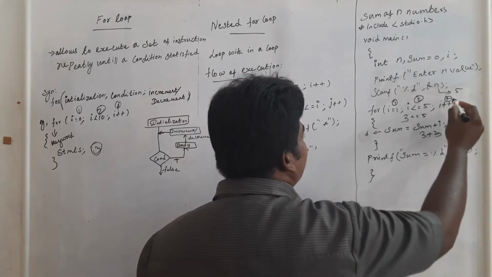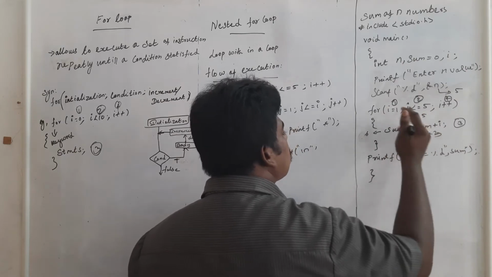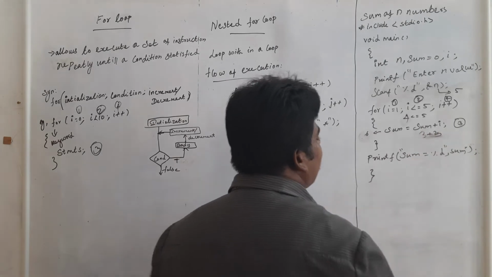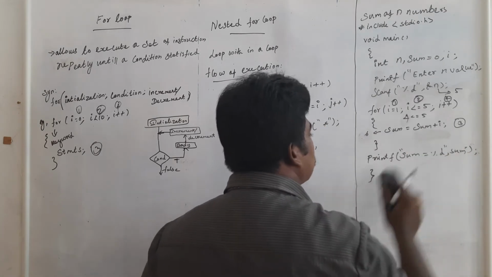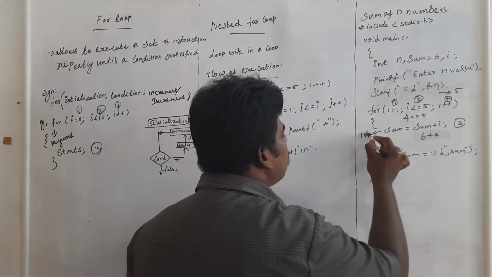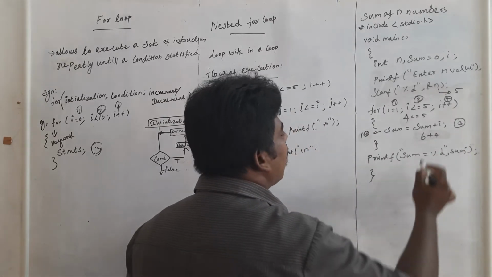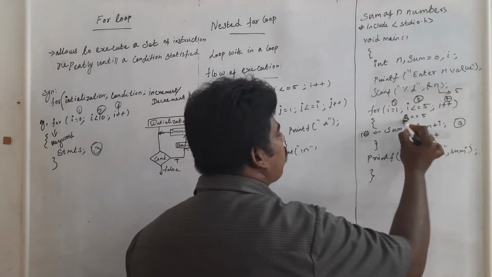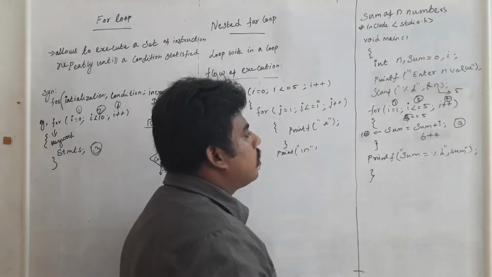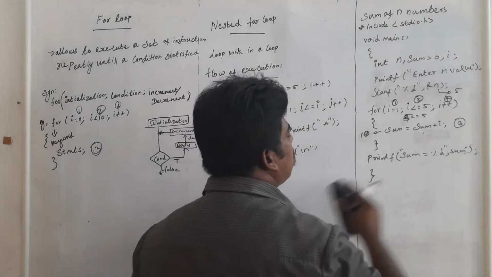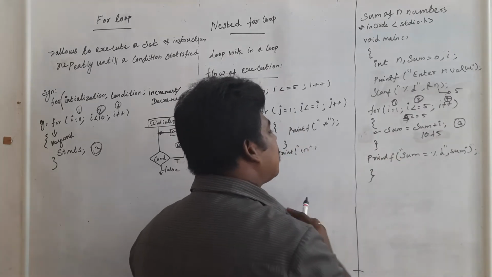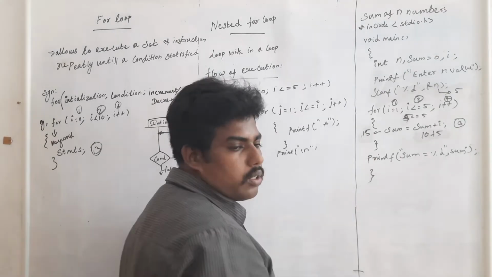Now again increment. Now 4. 4 is also less than 5. So already 6 is here. 6 plus 4, how much? 10. Now it is 10. Again increment. Now the i value is 5. 5 is equal to 5, so the condition is true. 10 plus 5, 15. Now inside sum, 15 is stored.